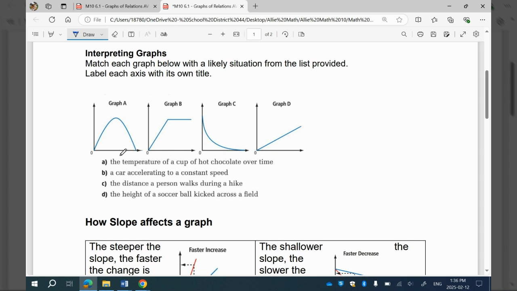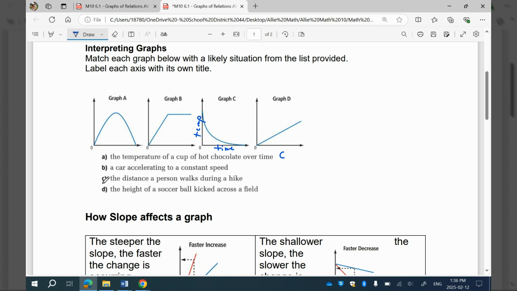So let's do the first one, the temperature of a cup of hot chocolate over time. I don't know if you're much of a hot chocolate drinker. It starts quite warm. It can stay warm for a bit and then becomes quite cold quite quickly. So I would say the one that seems to match this is graph C. And I would say this is time. And on the other side, we have the temperature. So it starts quite hot, cools, and then reaches a plateau of coldness, and you don't want to drink it anymore. Maybe warm it up in the microwave.